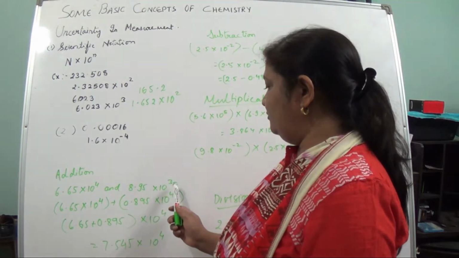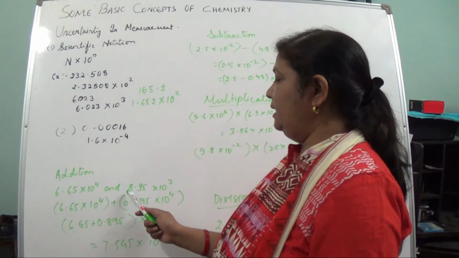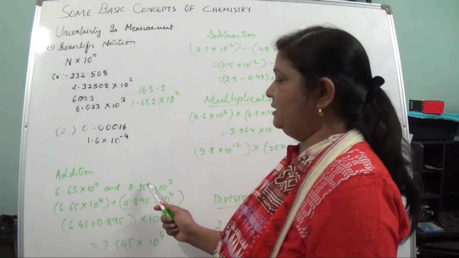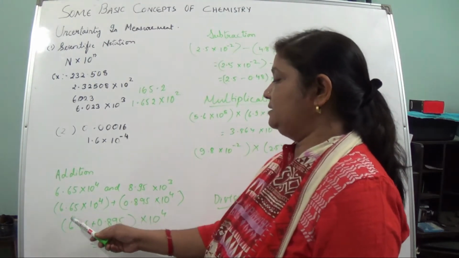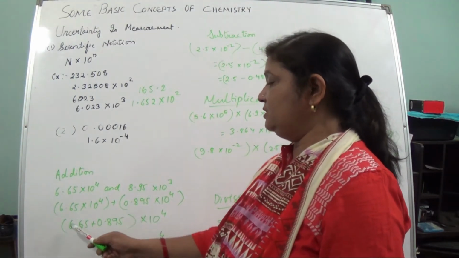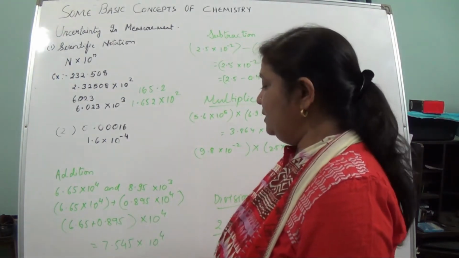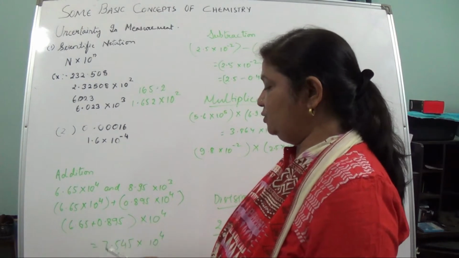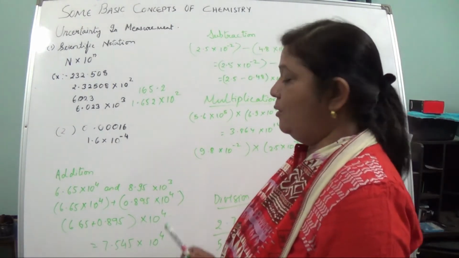So if I am making here 10 to the power 4, naturally this 8 will be shifted to the right hand side of the point, and so it becomes 6.65 plus 0.895. This we will be adding. Our power is similar, so it will remain the same. When we are adding these two, we are getting 7.545 into 10 to the power 4.